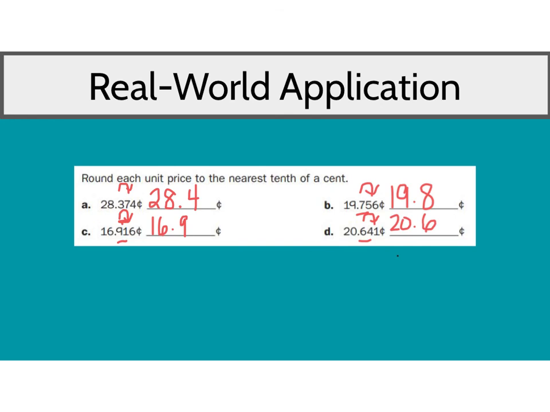So as a reminder, if the number to the right that we're looking at is 0 to 4, the number stays the same. If it's a 5 or higher, we're going to add 1 to that number that we're trying to round. So just want to remind you of that. Okay, so there were some real world problems there. We had some practice problems before that.